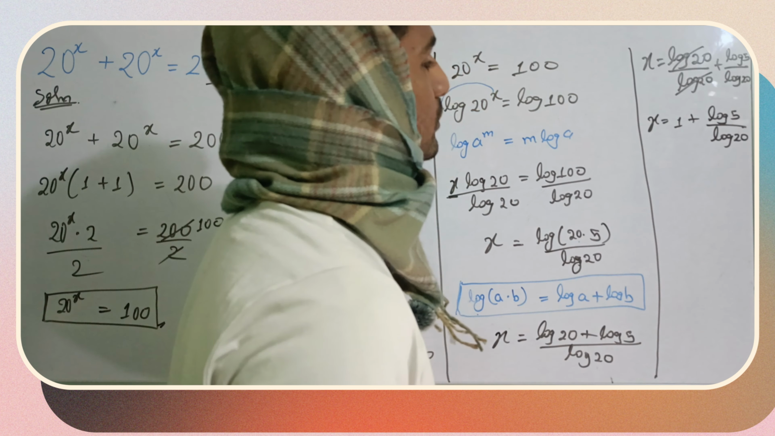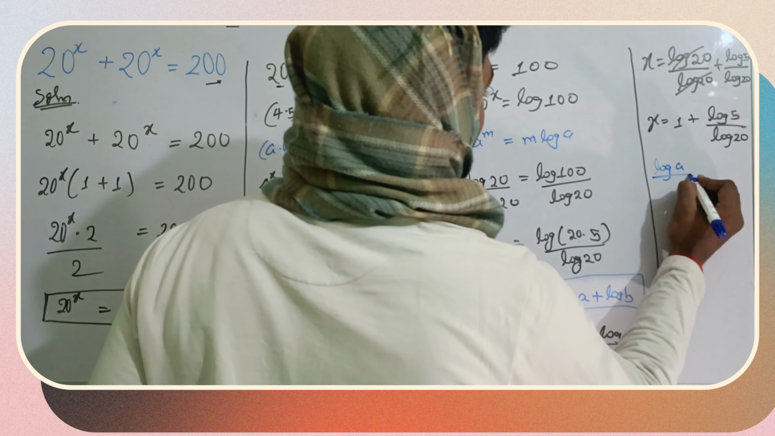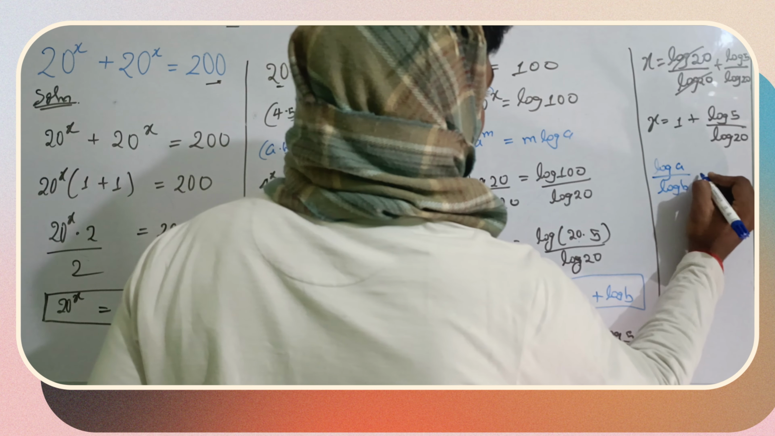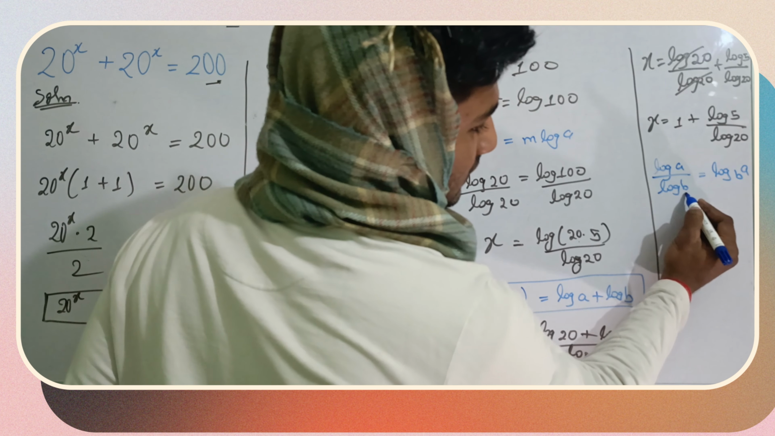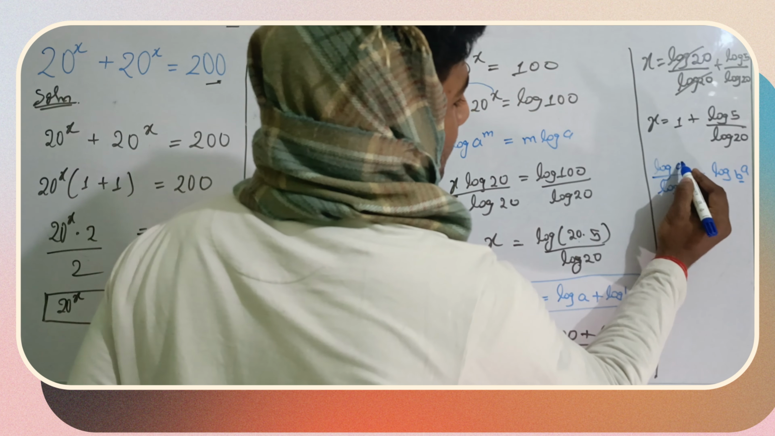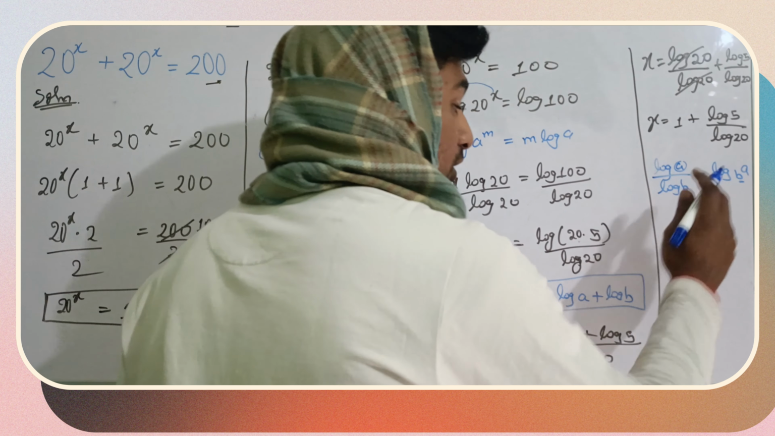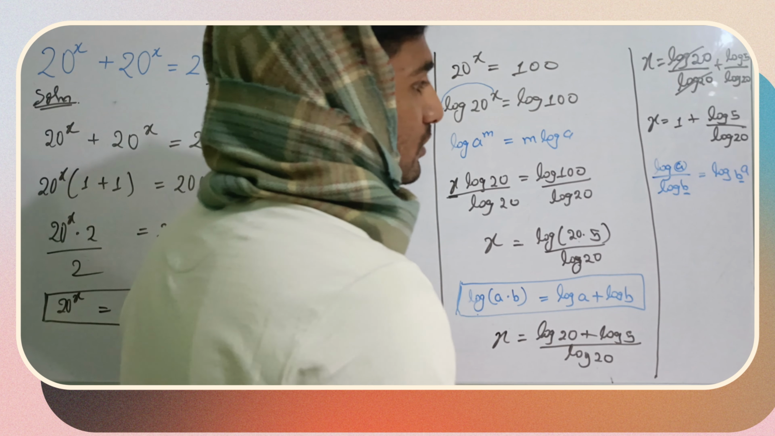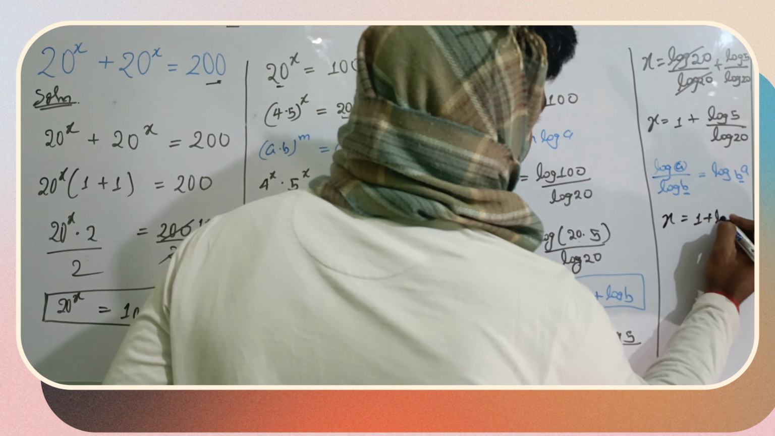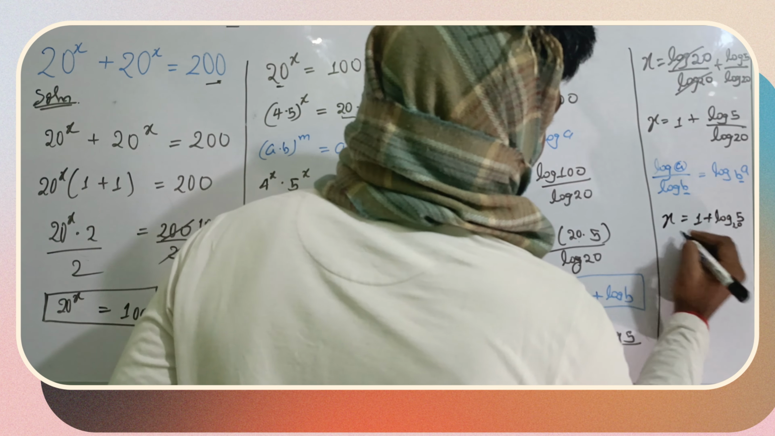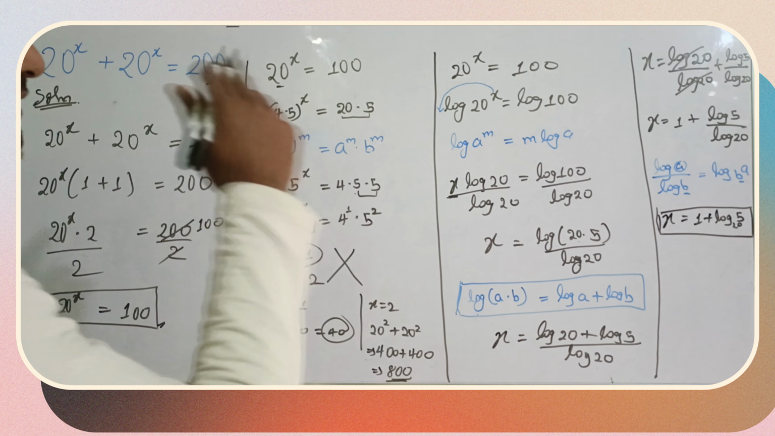Now we are going to use the division property of logarithms, that is log a over log b is the same as log of a to base b. This becomes the base and this becomes the value. So our real solution x becomes 1 plus log of 5 base 20. So this is our value of x.